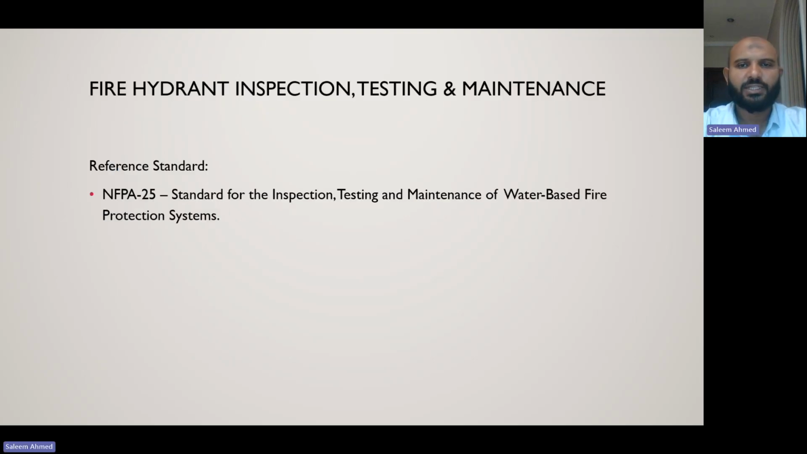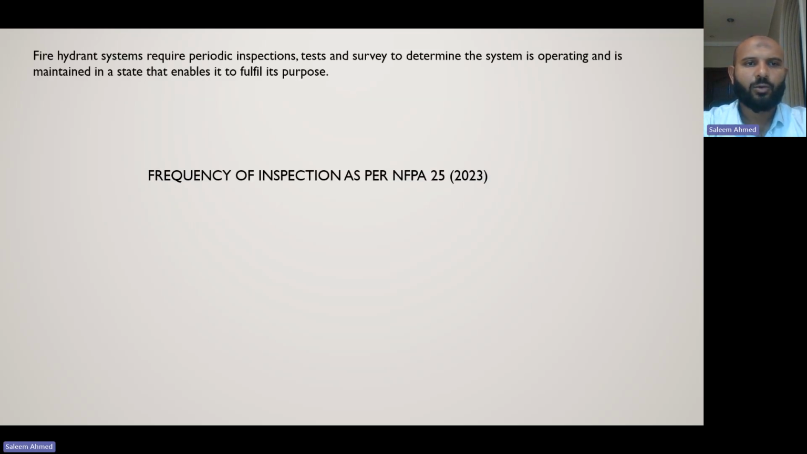Fire hydrant inspection, testing, and maintenance according to NFPA 25, Standard for the Inspection, Testing, and Maintenance of Water-Based Fire Protection Systems. So why do we need to do the ITM? In order to keep the equipment in operable condition and in a state enabled to fulfill its purpose. During an emergency, it must be available.